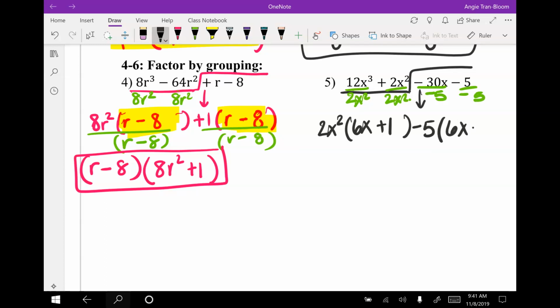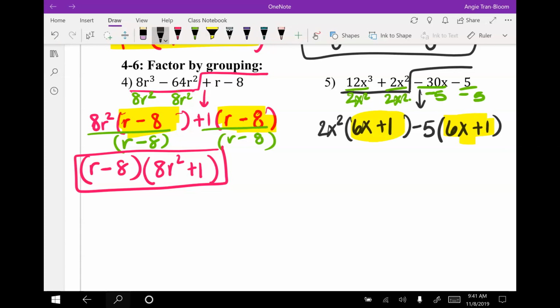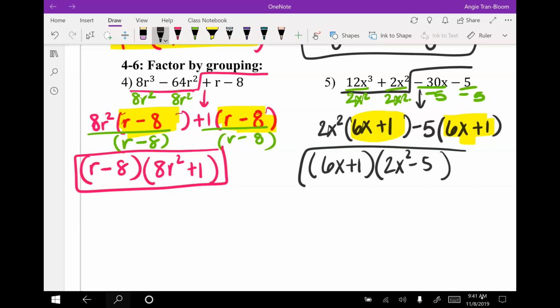6x plus 1. Can you see these two quantities are exactly the same? That means they are factorable. So we will take out that quantity, which is 6x plus 1. Then we are going to close it up with the remainder, which is 2x squared minus 5.